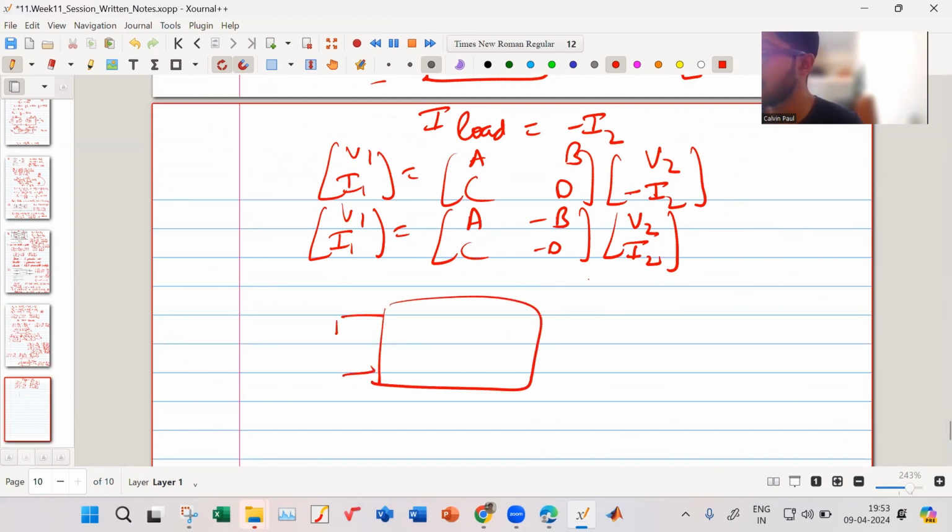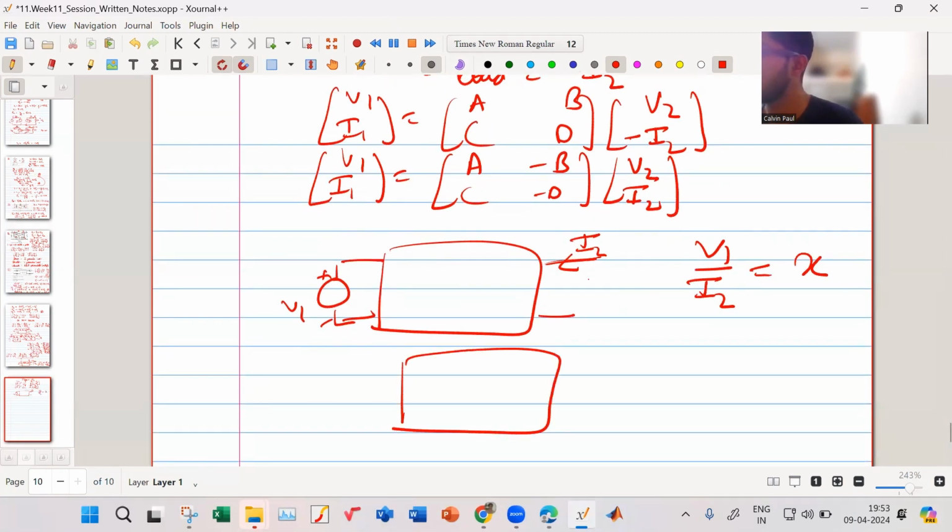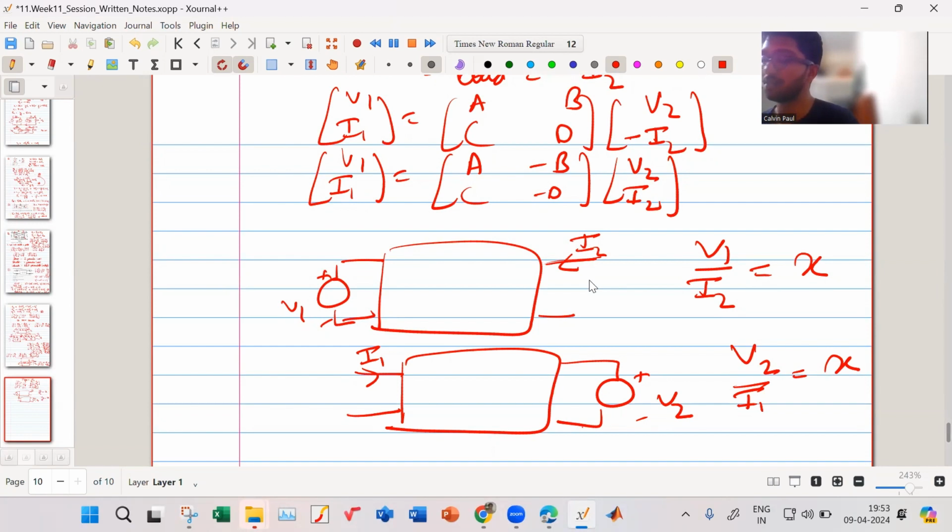So this is your network. You apply some input and you get some output over here. Actually, it should not be I2, it will be in the opposite direction. So this is your output, and your ratio V1 upon I2 is some ratio X. Now, if you interchange your input, make this your input and this your output, and you do V2 upon I1, and that also equals X, then you say that your network is reciprocal.